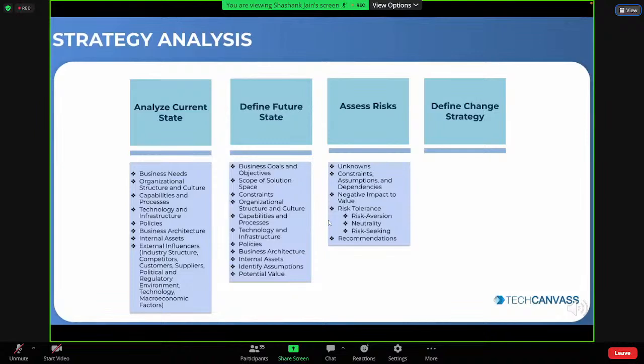Coming back to the structure of the BABOK, every task will have its purpose, description, the different elements which are there, and the techniques that you can use.